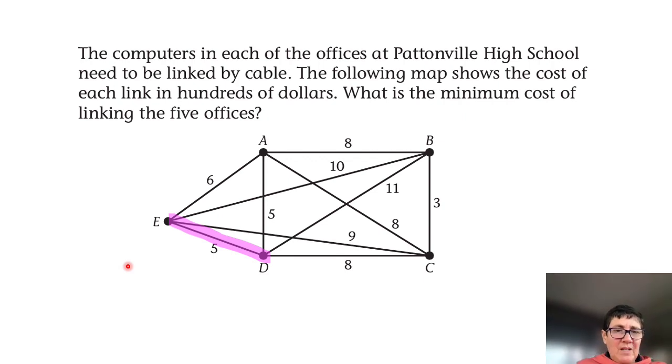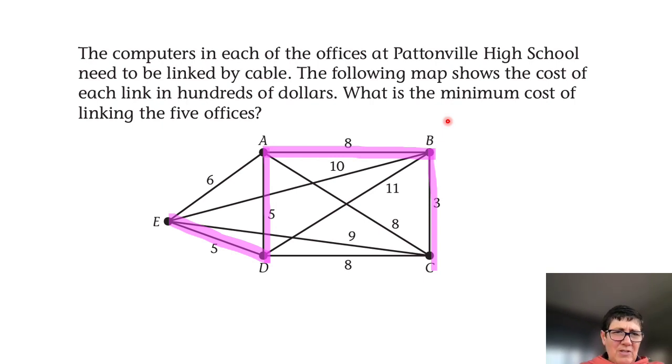The smallest I saw was 5. The smallest again I see is 5. I'm going to go along this 8, but it doesn't matter which 8 I choose, and then I'm going to choose the 3. So I've linked up every vertex. I could have gone D to C and C to B, which would have cost the same amount.